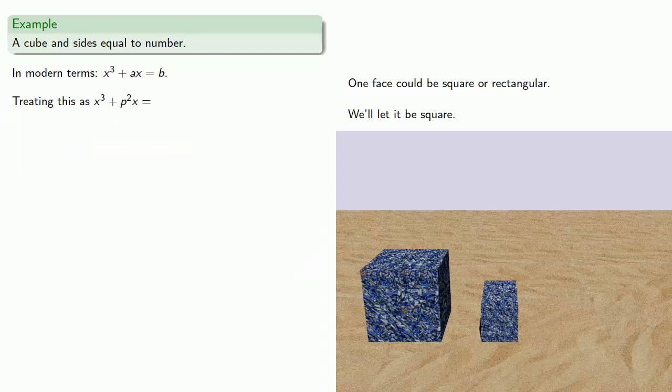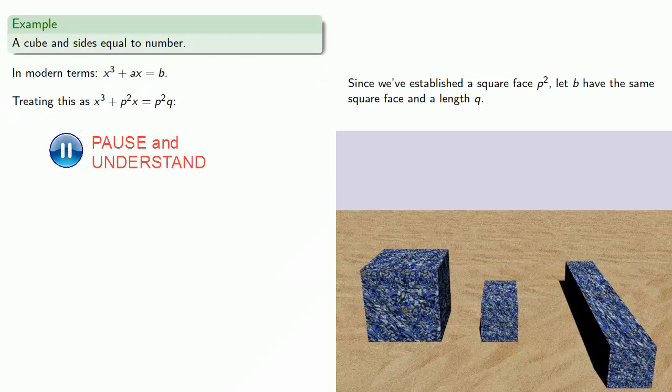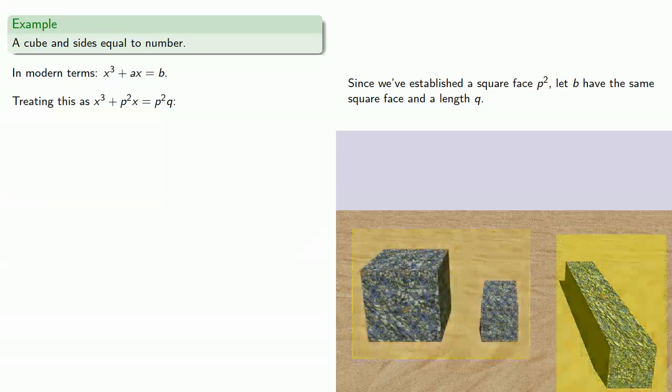Now b, our constant, also has to be a three-dimensional figure. And since we've already established a square face p squared, let b have the same square face and some length q. And so the problem is to make these two figures equal to the third figure.